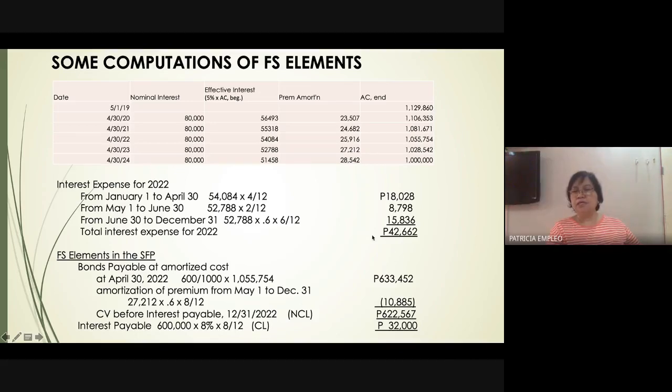Again, in the statement of comprehensive income for the year 2022, from January 1 to December 31, for the 12-month period, based on the movement of our bonds payable, our total interest expense is 42,662. Whereas the bonds payable in the non-current liability section of the statement of financial position will be presented at 622,567, inclusive of premium on bonds payable of 22,567 because the face value is 600,000. Then in the current liability section, we will present interest payable amounting to 32,000. Now we are in the year 2022.